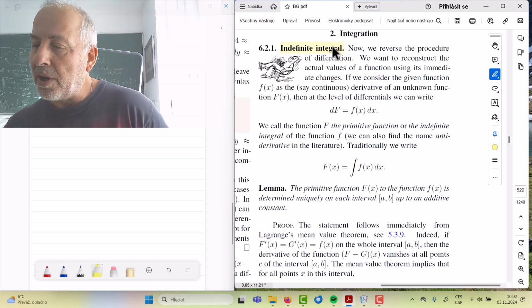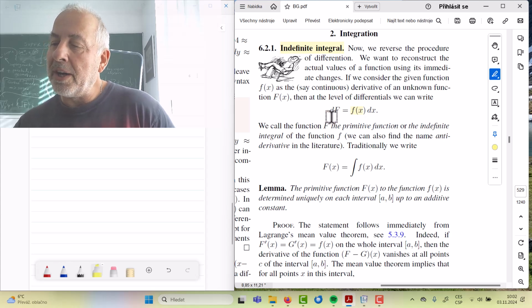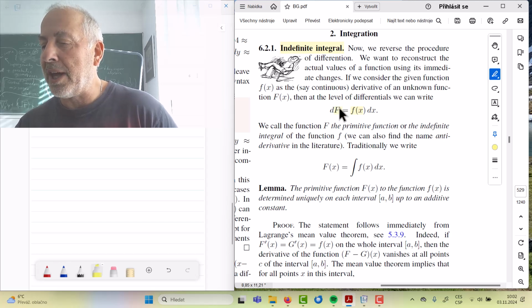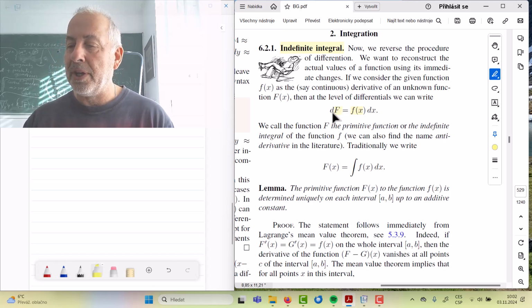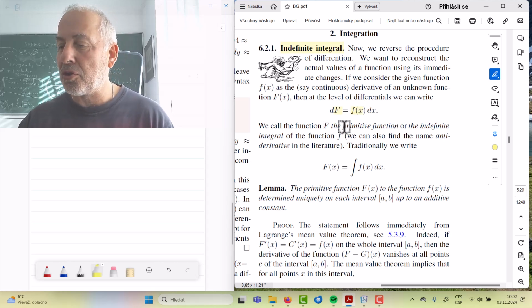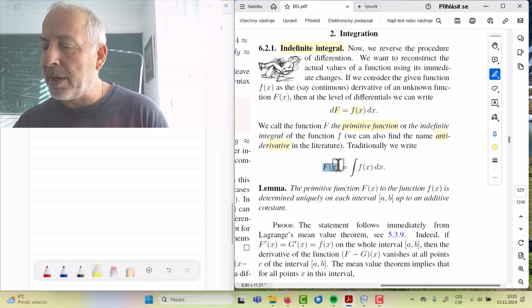So you see, we are having a function f, and we want to find whether this function is a derivative of some other function, capital F. In terms of differentials, it's easy to write it down. So the differential of the capital F should be f(x) dx. And that's called the primitive function or indefinite integral, and in English literature also quite often antiderivative. And traditionally we write that the capital F is the integral of the lowercase f.